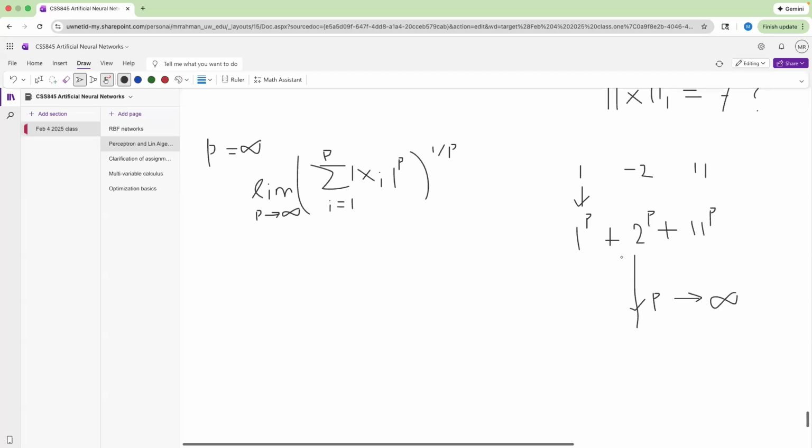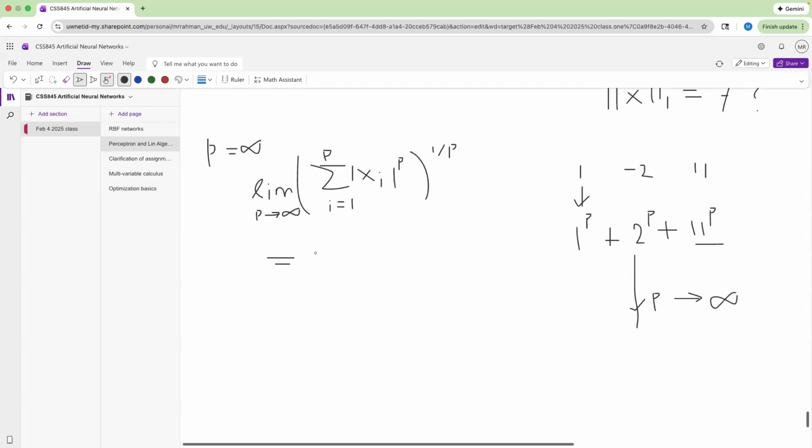Now, when P goes to infinity, what happens to the relative values of these three terms? Which one will dominate the sum? It would be 11, right? Because as P goes to infinity, these are positive numbers. At one point, as P is really large, compared to this one, these two are negligible. So in the limit, you might as well ignore these and only consider the max of xi to the power P.